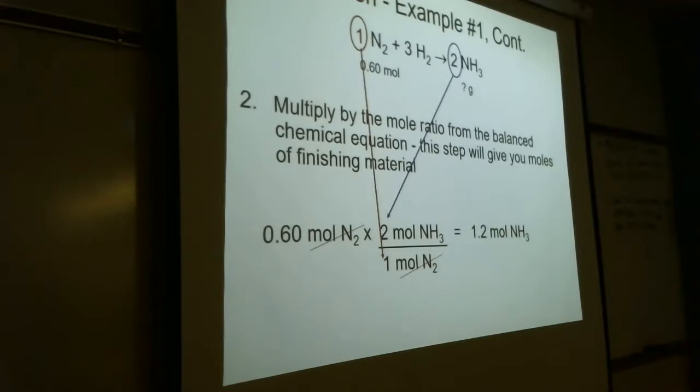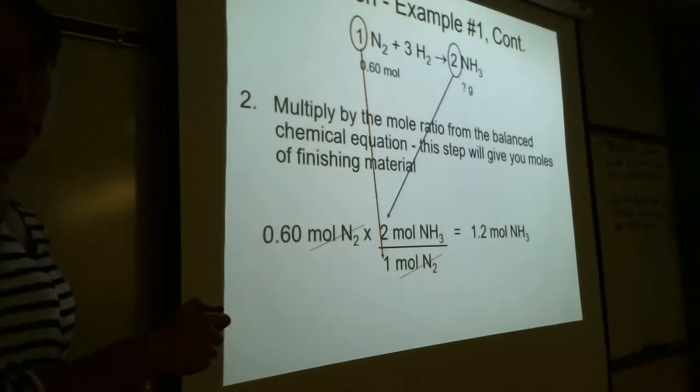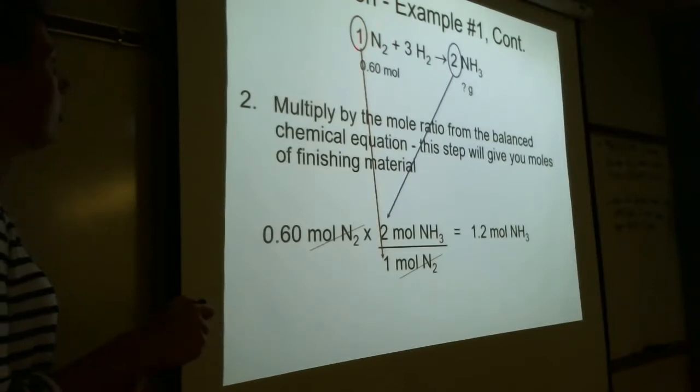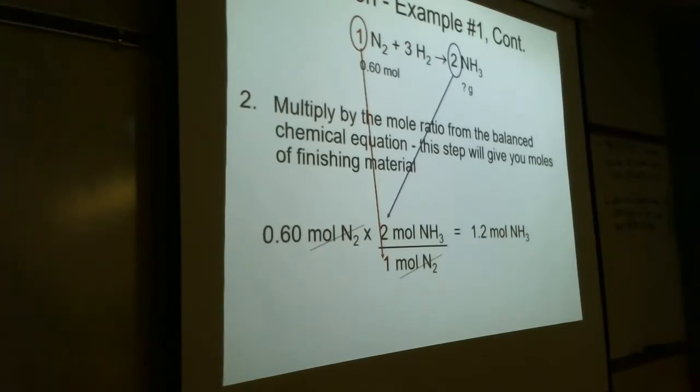Does everybody understand step two? This is the most difficult step for most people, knowing which coefficient to use. Why do I pick one and two? Because I'm trying to get from N2 and turn it into NH3, right? Coefficient of N2 is one, coefficient of NH3 is two. 0.6 times 2 divided by 1 is 1.2. Normally, you'd carry out more decimal places, but when you do 0.6 times 2, that's what you get.